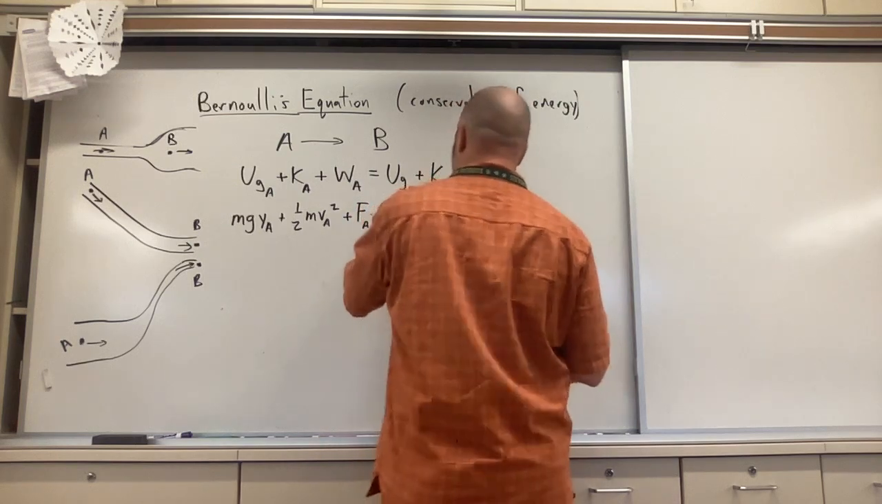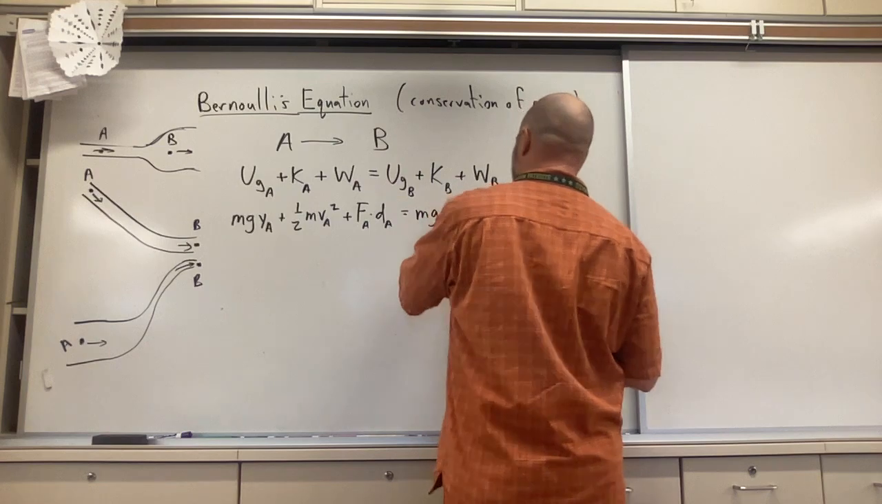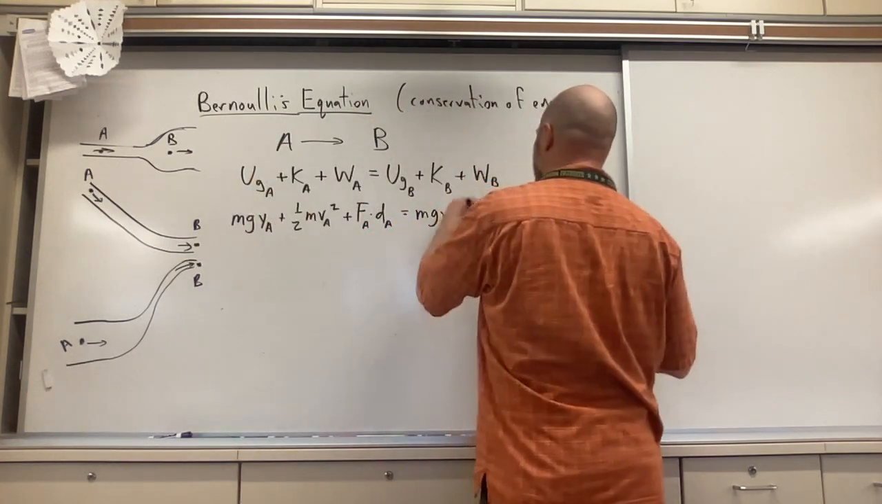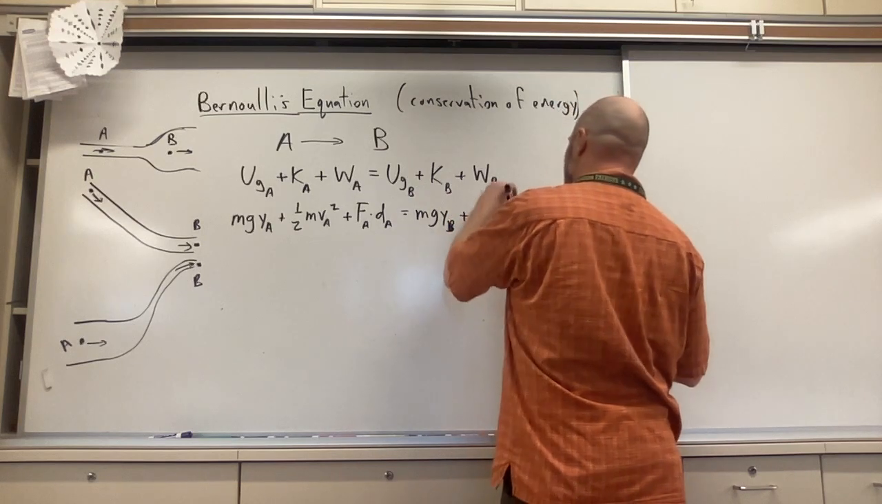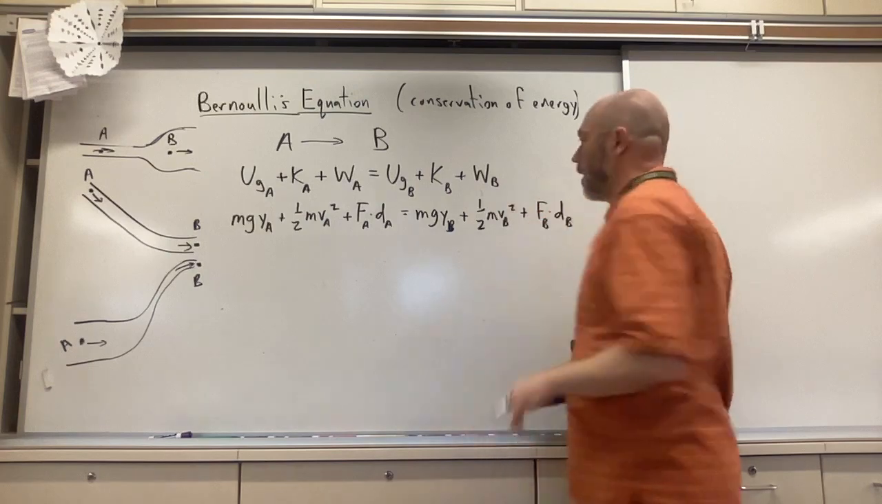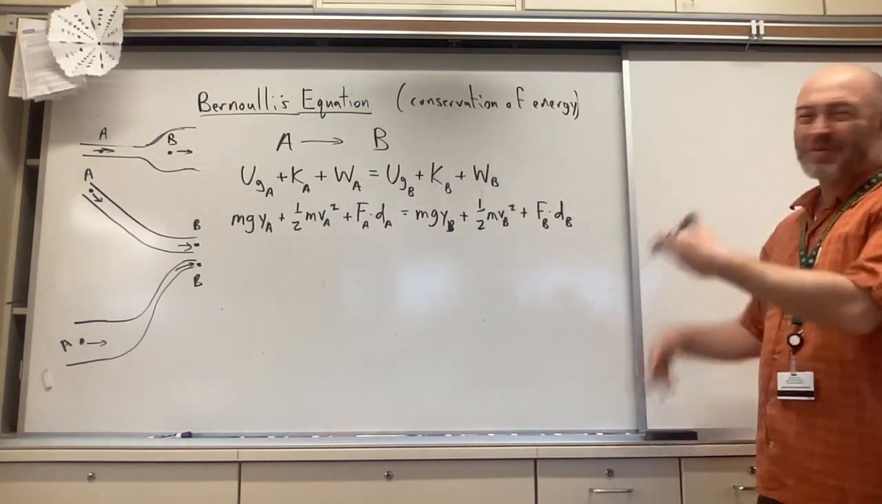and this would be mgy at B plus 1/2 mv squared at B plus force times distance at B. All right, so all I did is just plug in my equations. But then you're going to be like, well, wait a second, we're talking about fluids.